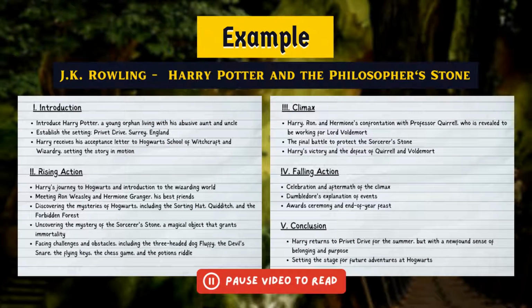Here is an example outline for the first Harry Potter book, Harry Potter and the Philosopher's Stone by J.K. Rowling.